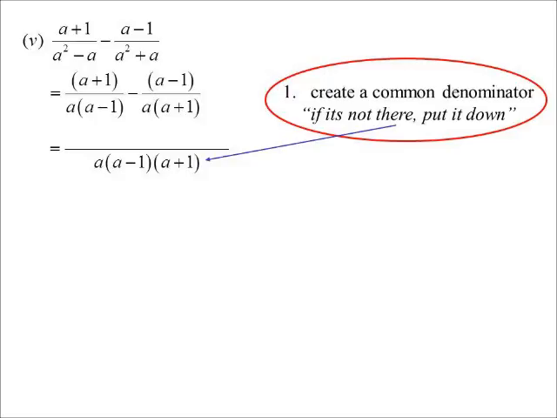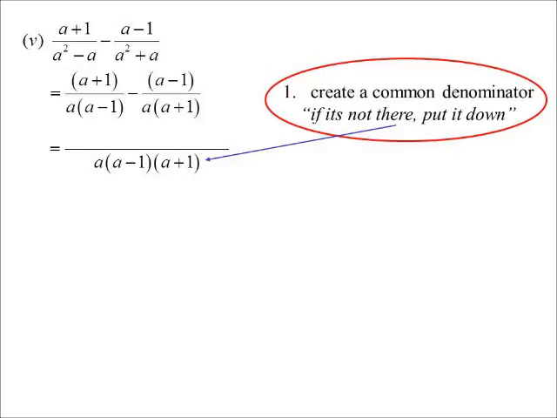There's my common denominator. A lot of people will make a common denominator there of a squared, a minus 1, a plus 1, because they just multiply the two together. That'll still work, but it just means there'll be some more simplifying that'll happen later on down the track. Okay? So, not there, put it down. And if you're dealing with different powers, then the highest power is what has to be there.